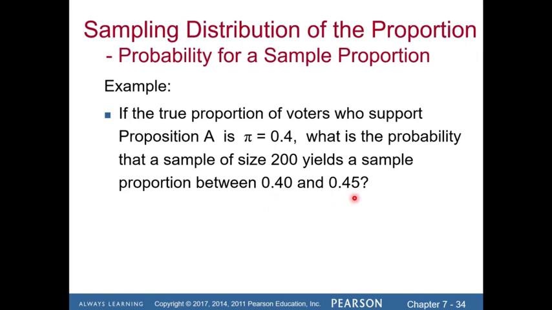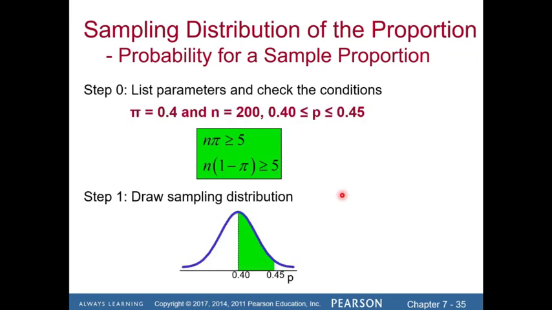Okay, so now what information is provided? We know the population proportion is 40%. We know the sample size is 200. We also know there are two sample proportions. One is 40%, the second sample proportion is 45%. So step 0 is to list out the parameters and check the conditions. So here are the parameters. We have population proportion, we have sample size, and we have two sample proportions.